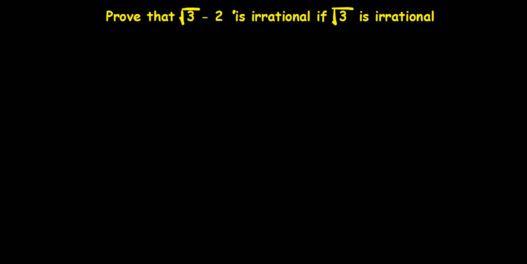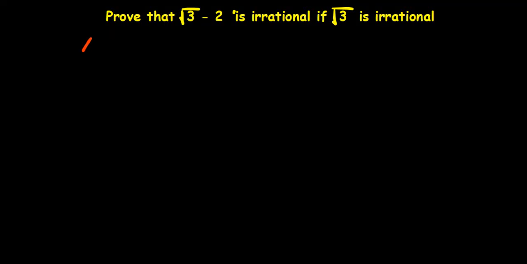So, we'll first assume that root of 3 minus 2 is not irrational, but we will assume that it is rational.